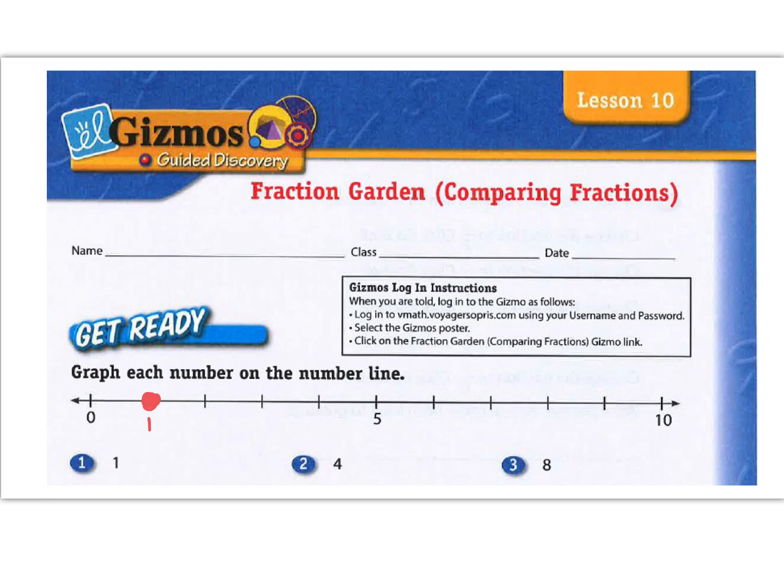Then we want 4. So 1, 2, 3, 4 would be right there. You just put a point right on the line. And then 8. So here we have 5, 6, 7, 8. Put the point right there. Graph 8.